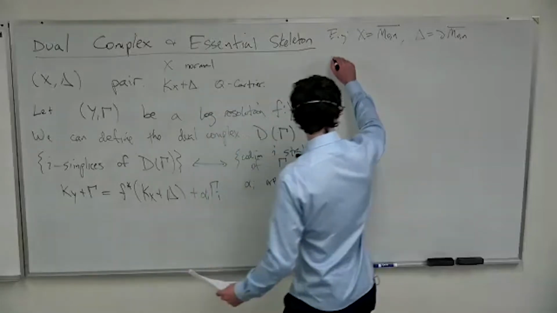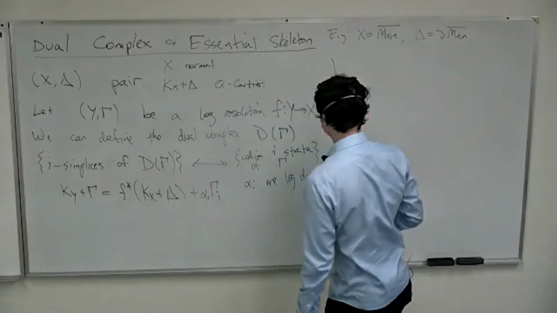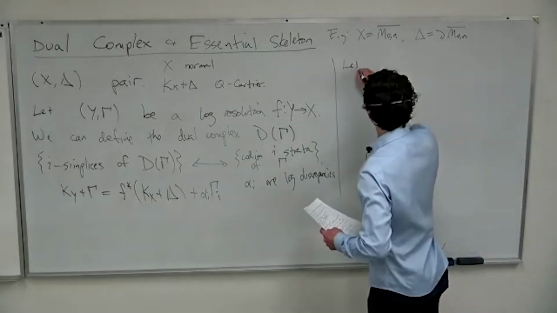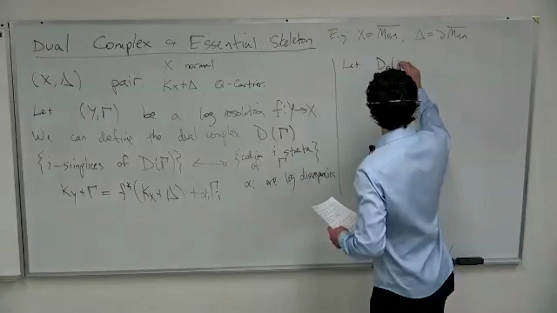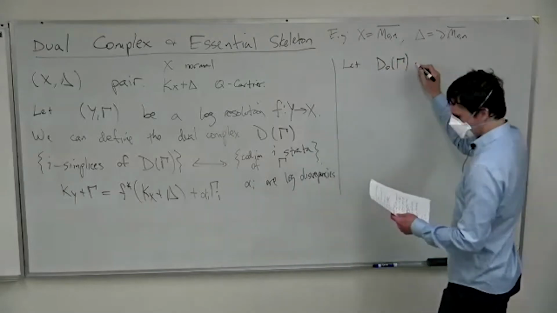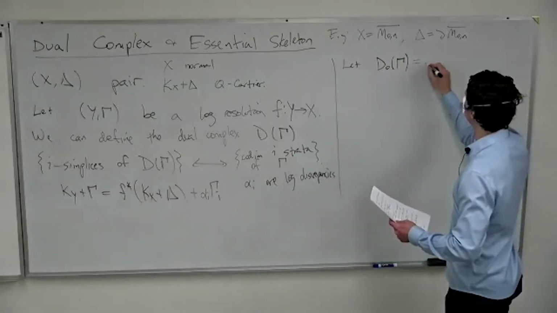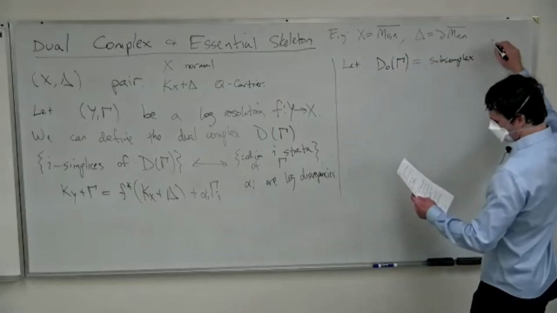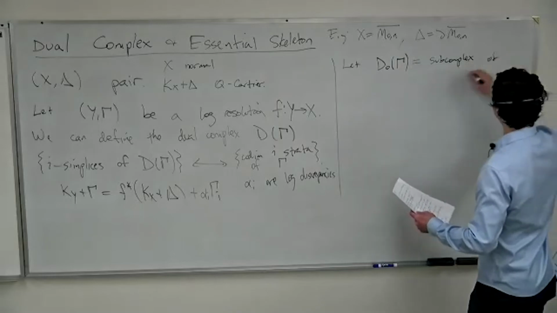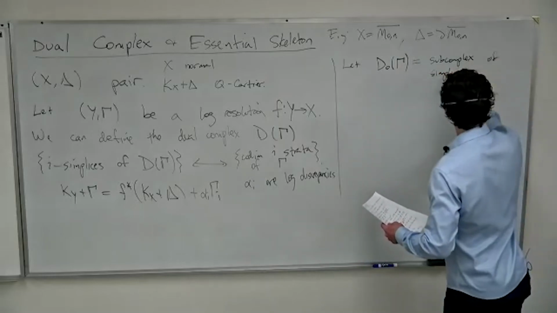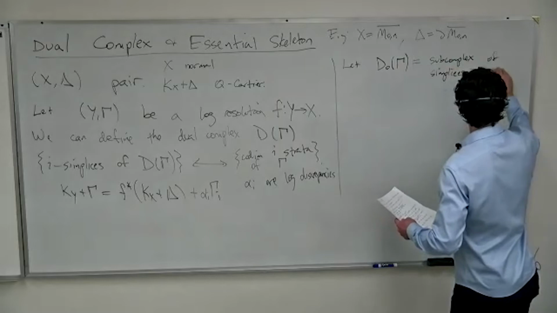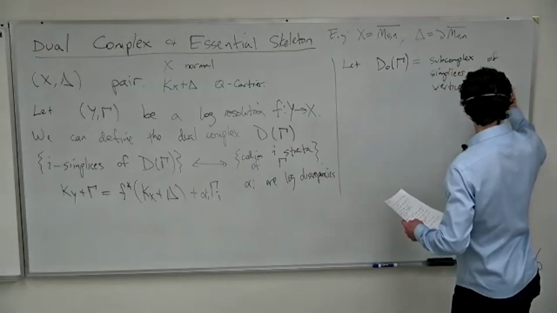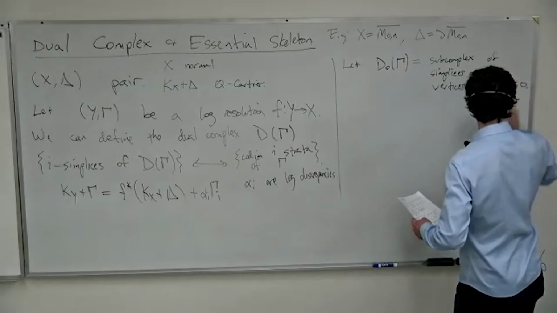So then off to the side here, I can't really use the bottom there. I'm going to just let d0 of gamma be the subcomplex of simplices whose vertices have alpha i less than or equal to 0.